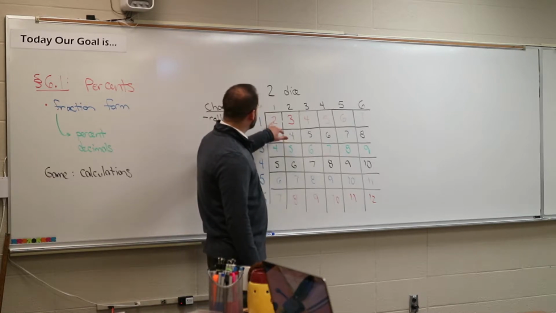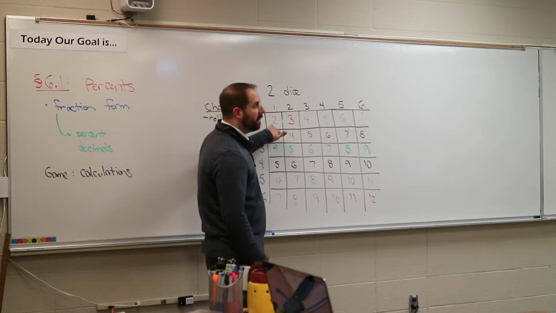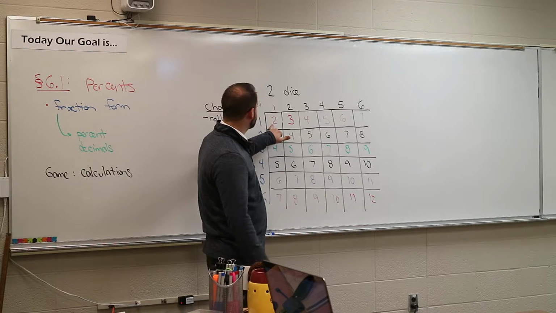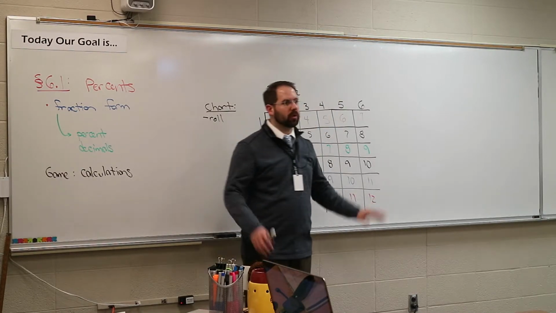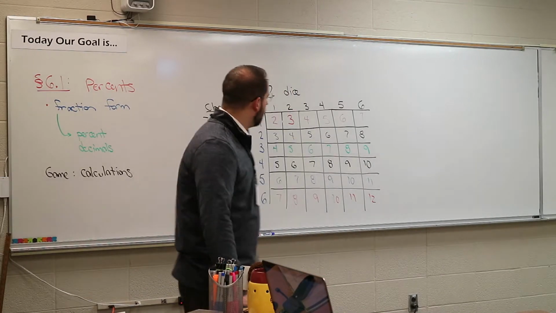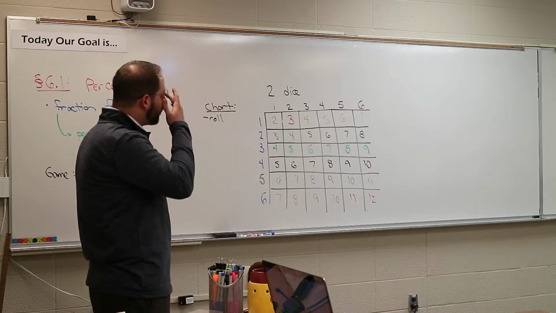But the least common numbers, rolling snake eyes, the 1 and 1. That's snake eyes. That's what they call it. The other most uncommon number is 12 when you roll double 6s. Okay, so those are the most uncommon numbers.